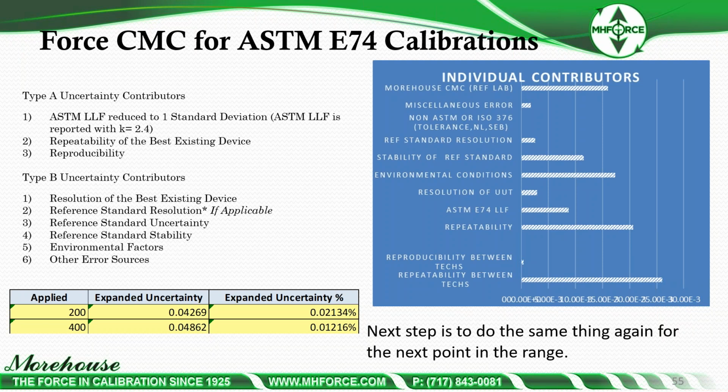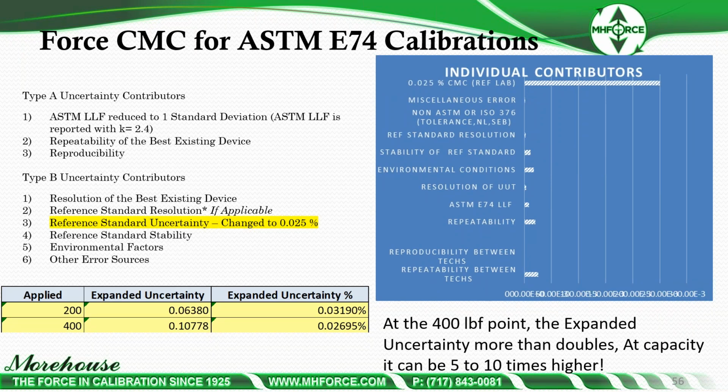But the interesting thing here is this was with a reference standard that was 0.0016% of applied. If we change the reference standard to 0.025, we look at everything at the 400 pound point. The expanded uncertainty more than doubles, and then if I go back to that previous example, at capacity it can range from 5 to 10 times higher just by changing the reference standard. So from going from primary standards to secondary standards, the uncertainty will absolutely increase. The overall uncertainty, your CMC will get higher. Does that matter? It depends on what you're using your device to calibrate or your actual requirements.